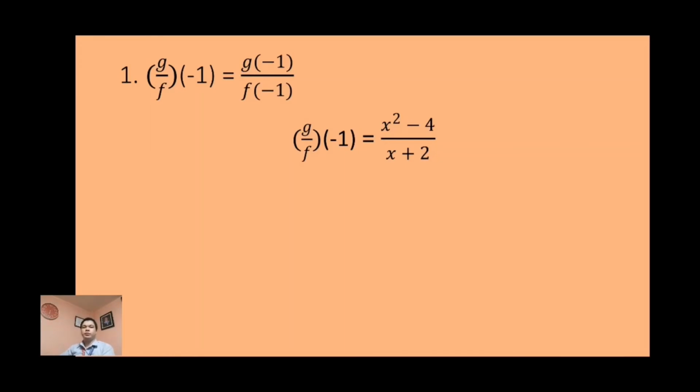Step 2, divide or factor out. Since x squared minus 4 is factorable, and in order for us to have an easy way in dividing this function, let's factor out the numerator first. What are the factors of x squared minus 4? The factors of that equation are quantity of x plus 2 times quantity of x minus 2, divided by the denominator x plus 2.